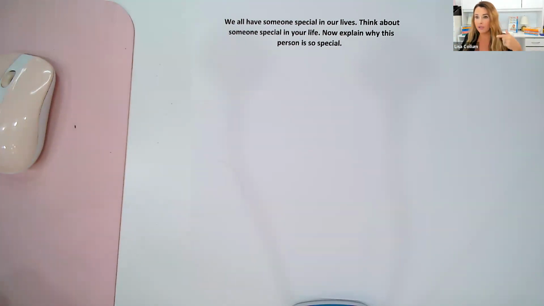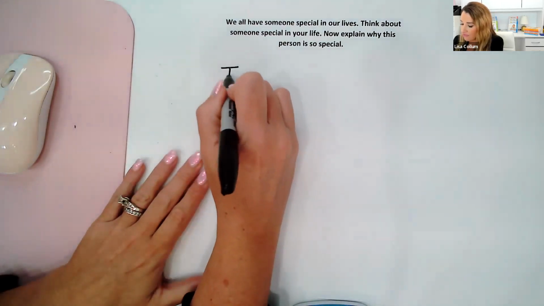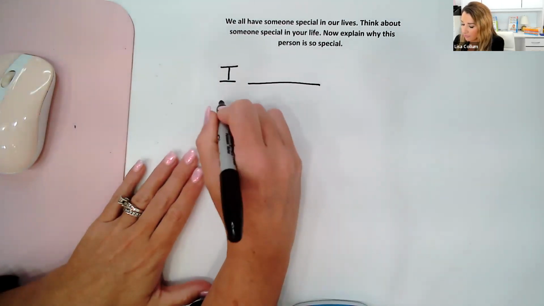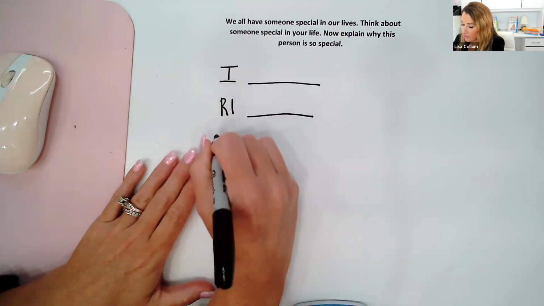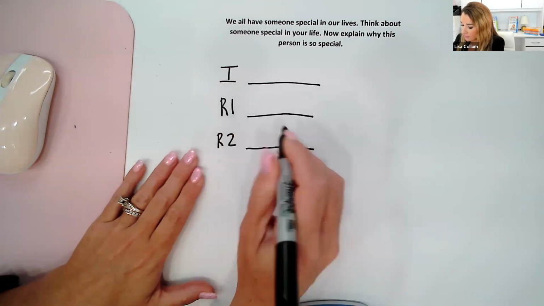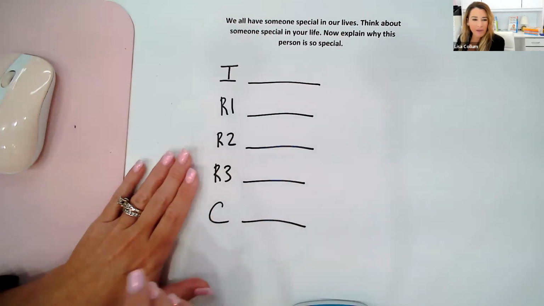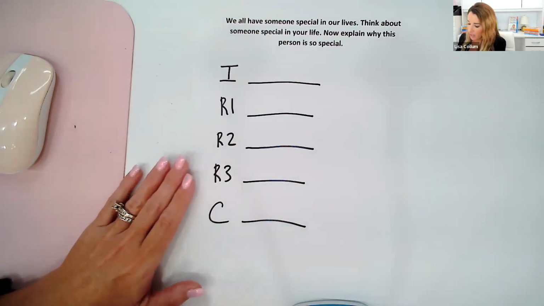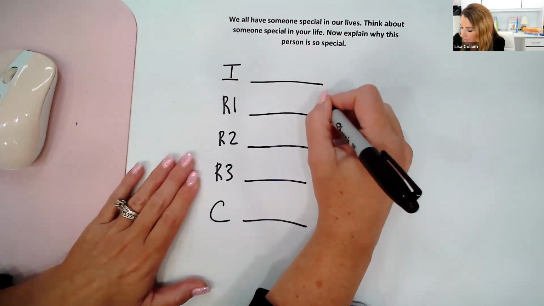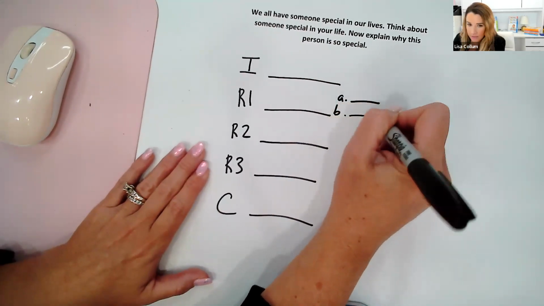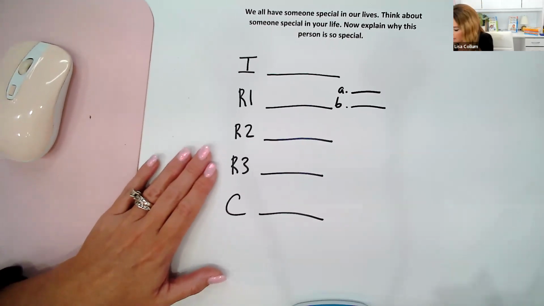And I want everyone to draw an IRC outline. So you can follow along, do this on your own piece of paper, because I want you to get used to drawing this. Don't worry about your lines being perfect. It's okay. Remember, only put an A and B next to R1, R2, and R3. Don't put it next to I and C.